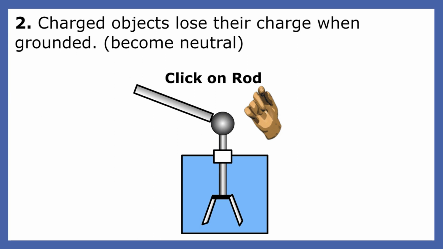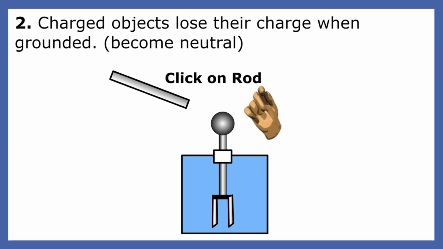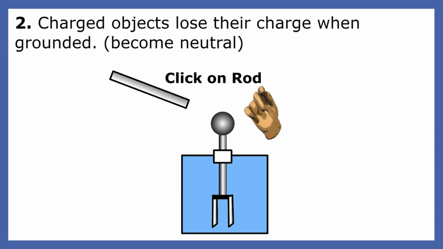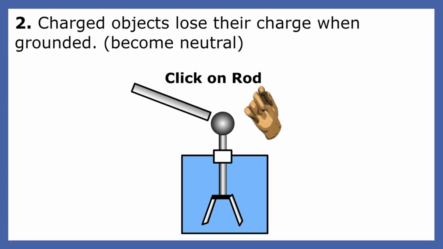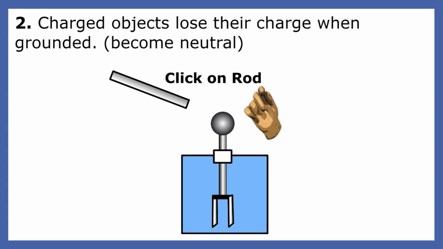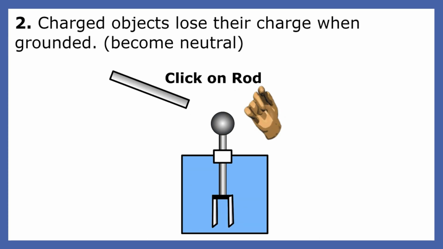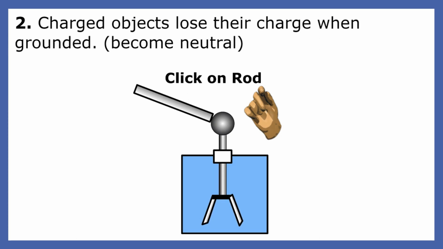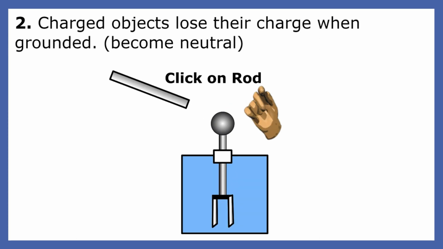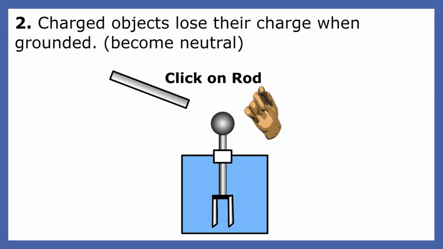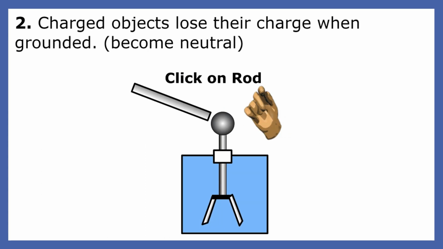When the charged rod touches the electroscope, electrons are transferred and the leaves on the bottom separate. Any charged body can be made neutral by connecting the body to the ground. This is called grounding. When the finger touches the electroscope, charges either enter or leave the electroscope, and the balance between the negative and positive charges in the electroscope is restored.